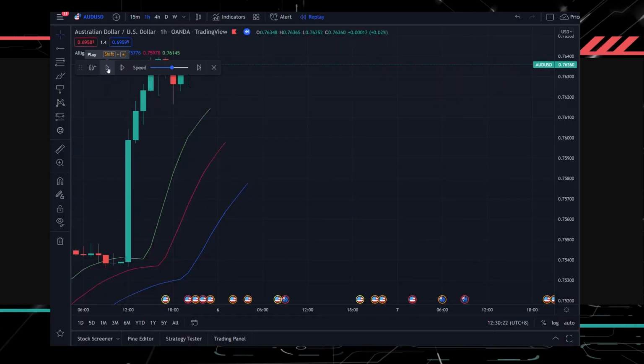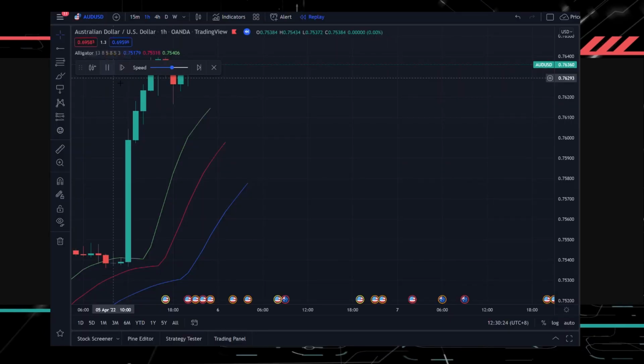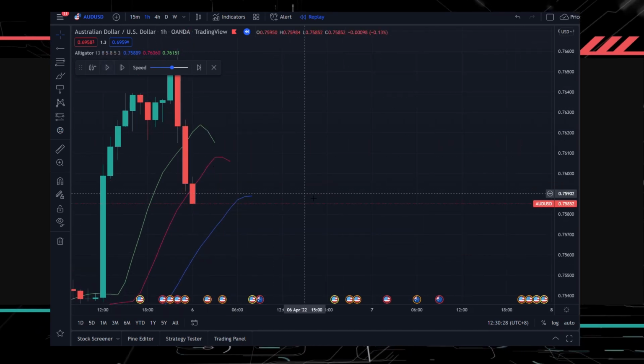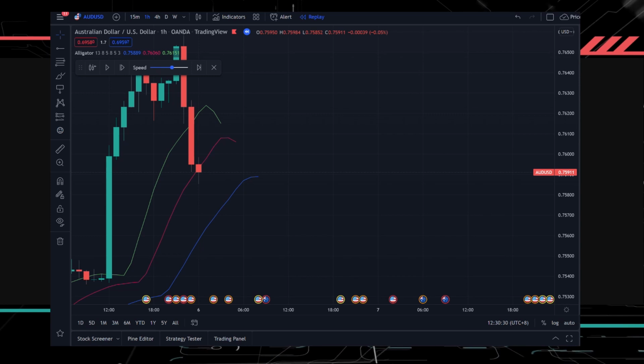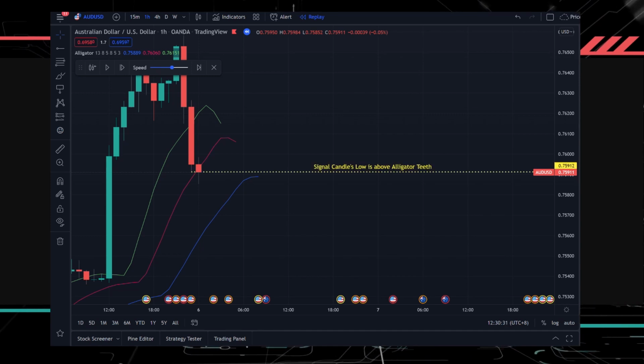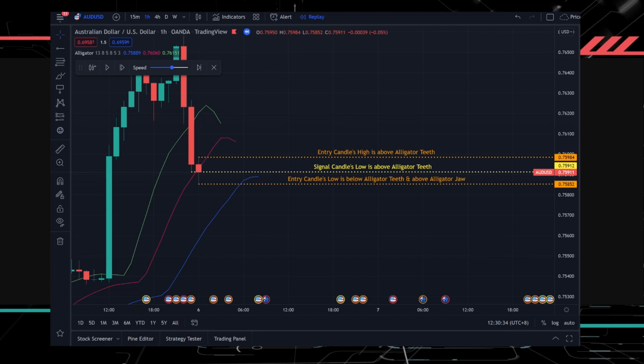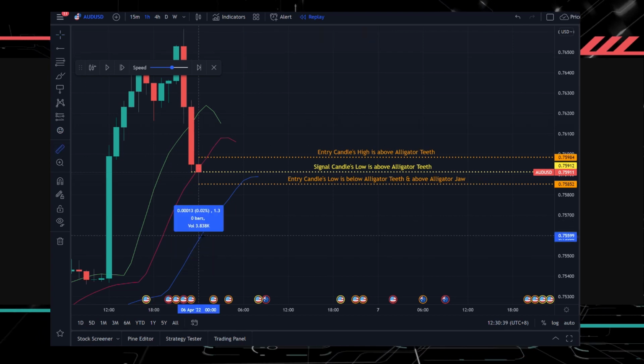Our next example is Australian dollar and USD on the 1-hour time frame. Same as before, the jaw is greater than the teeth and the teeth is greater than the lips. Next, the signal candle's low is above the teeth, indicated with the yellow line. Third, the entry candle's high is above the teeth, shown with the top orange line. Fourth, the entry candle's low is below the teeth and above the jaw, drawn with the bottom orange line.